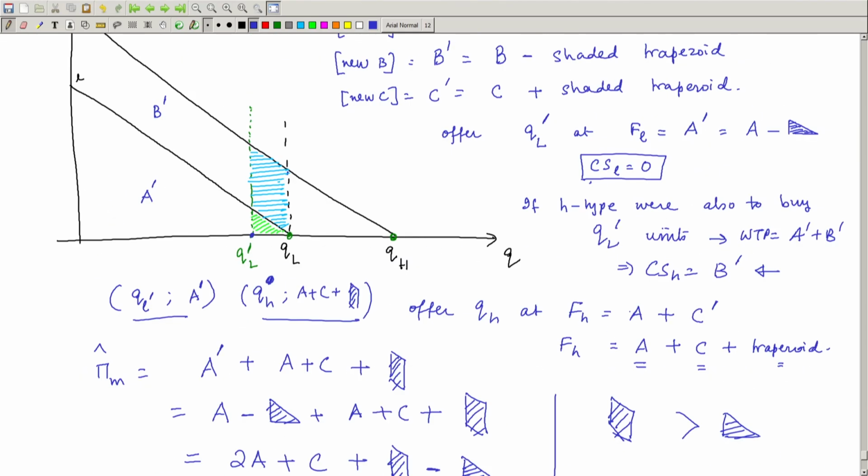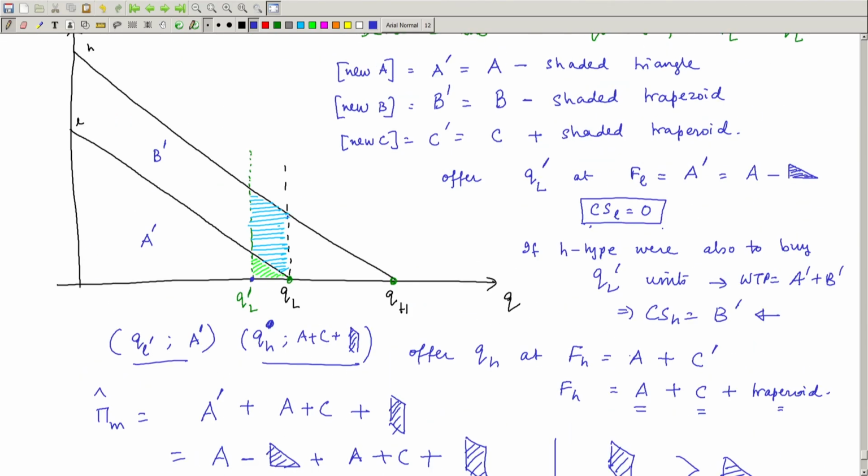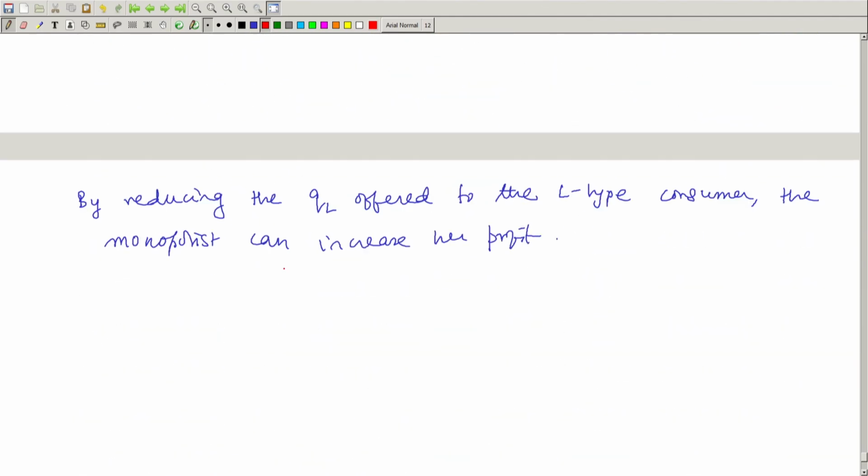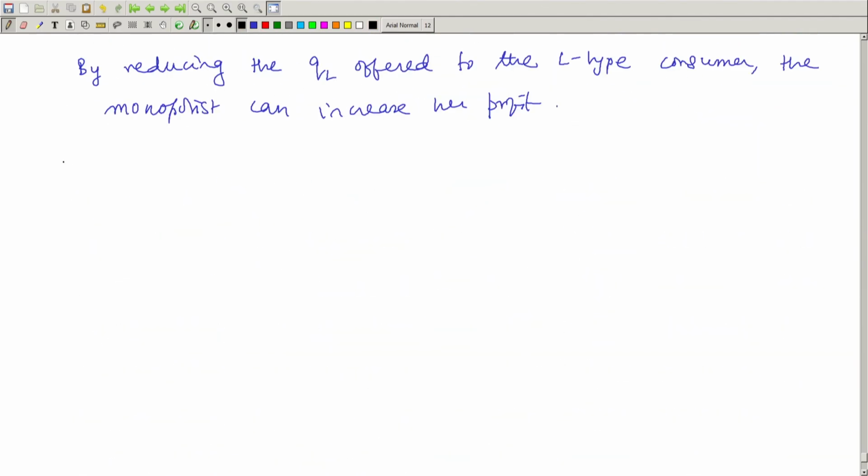So, let us ask to what extent I can do this. Can I do even better? Well, notice I can even move this further down here. So, the green triangular area will become slightly bigger. I will keep reducing this QL prime further down and keep trying to compare the triangular area with the trapezoidal area. But think of these shifts as very small changes. So, even though it appears as a large gap between QL prime and QL, think of these as very small changes.